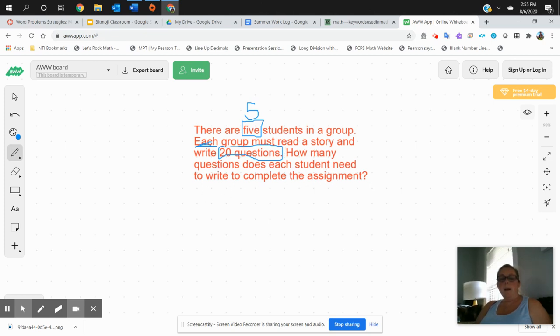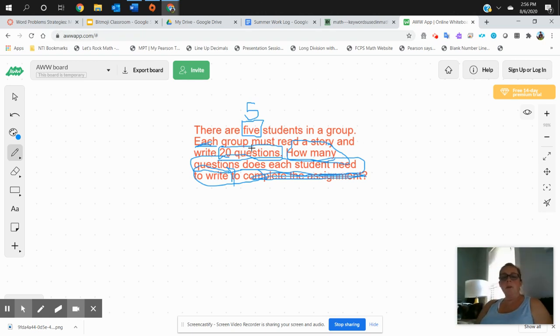How many is important too, because that's a math word. I'm going to circle my question: how many questions does each student need to write to complete the assignment? Actually, I'm not even going to worry about that. I don't really care, I'm just going to mark that out. Okay, so we've done our BUCK strategy.